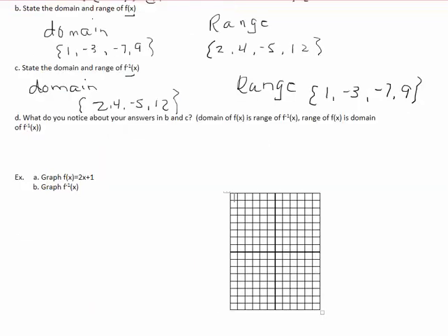So in the next question, it asks us what we notice about our answers between B and C. And all that happens is our domain became the range, and the range became the domain in the inverse. They switched places. The x's became the y's, and the y's became the x's.